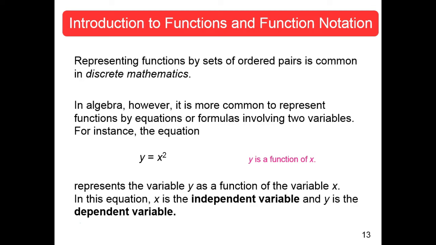How about -1? What would that give me? X is -1, y would be 1. If you gave me x equal 1, what would y be? 1. That's okay. As long as for any given x, there's only one y, you can have more than one x that gives you the same y. That's okay. That is a function of x.